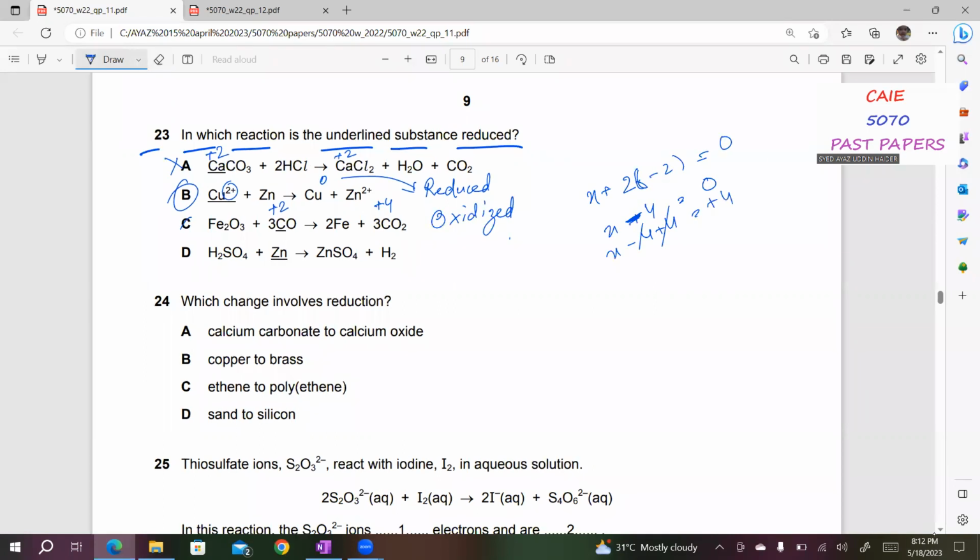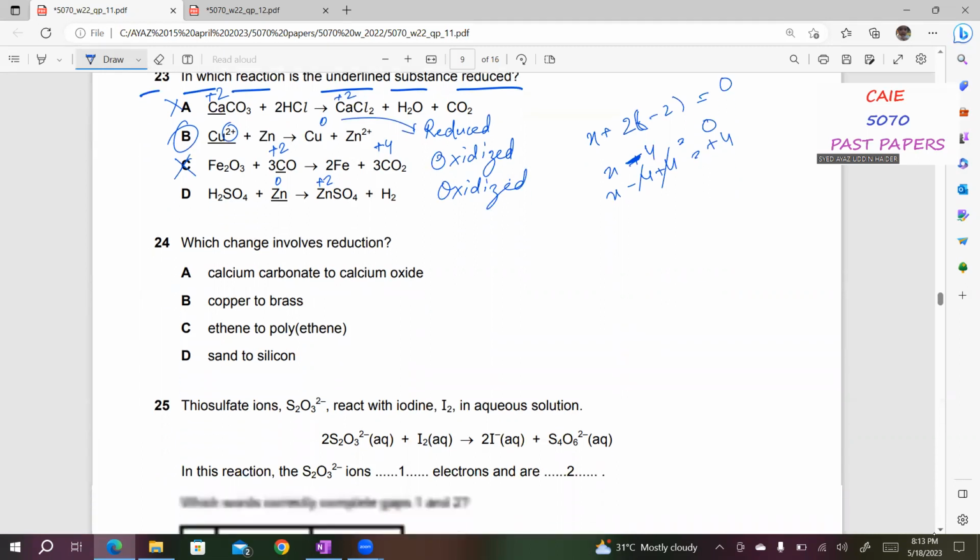What about D? Zn is underlined, and on the reactant side it is 0, on the product side it's becoming plus 2. So it is oxidized. So only B is the right answer for this question.